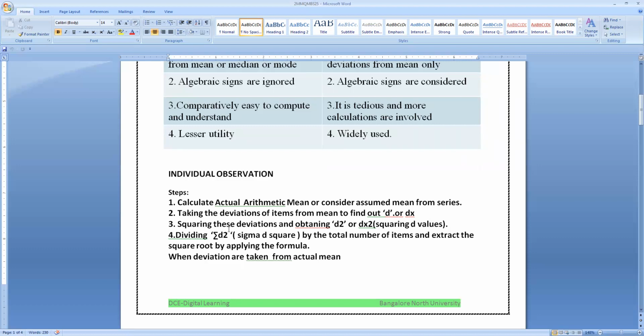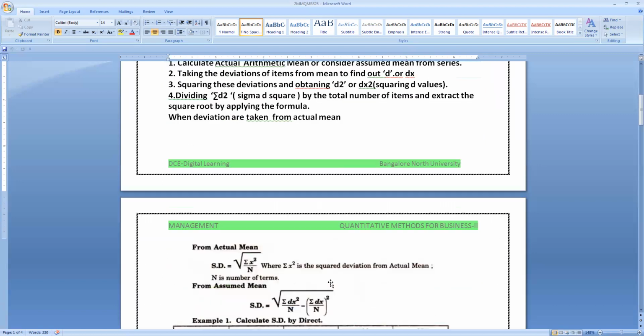Then we should square the deviations, that is d square or dx square. If they have shown it as dx, we should go for dx square. If they have shown only d, we can go for squaring the values of the deviation, that is d square. Then we should divide the sum of d square by the total number of items, and extract the square root using the formula. This is how we calculate the standard deviation.